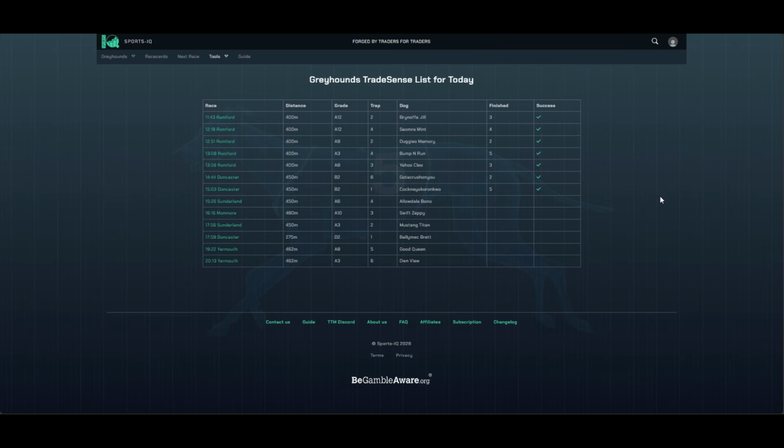The beauty of the TradeSense list is that it allows you to focus your attention where the data believes there may be an edge. You don't need to analyse every dog. You don't need to study every race. You don't need to spend your afternoon scrolling through endless race cards wondering whether you've accidentally become a full-time greyhound historian.